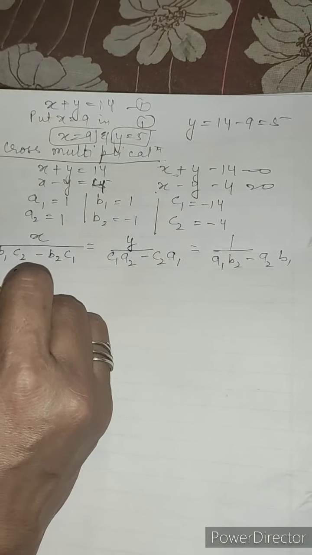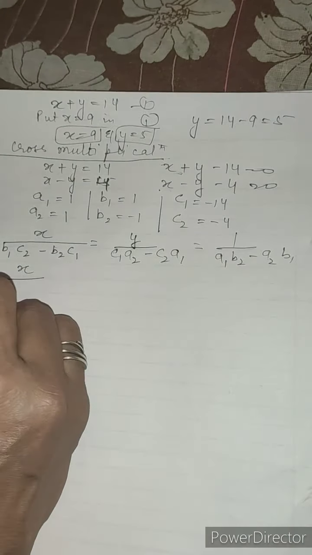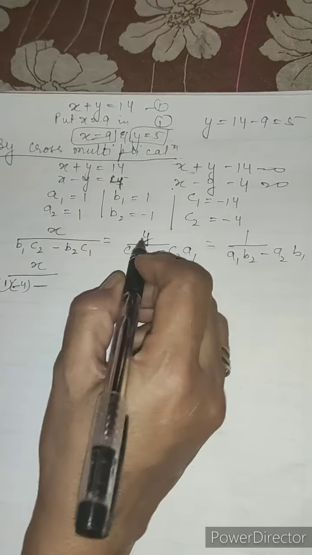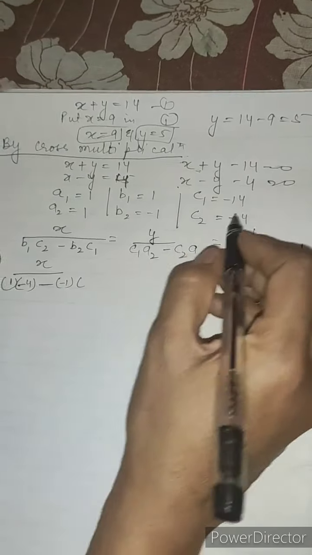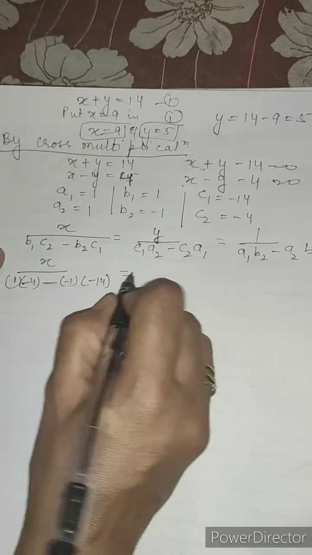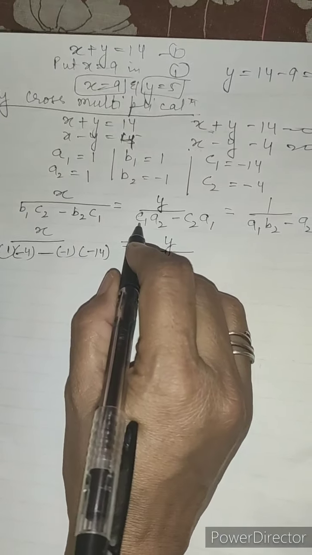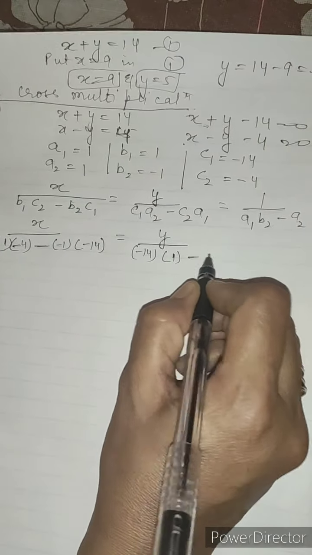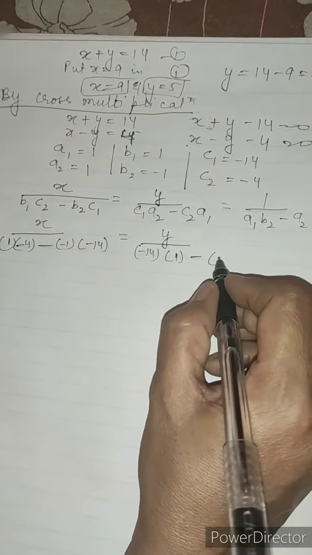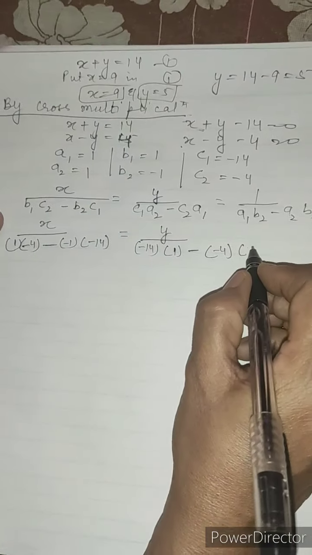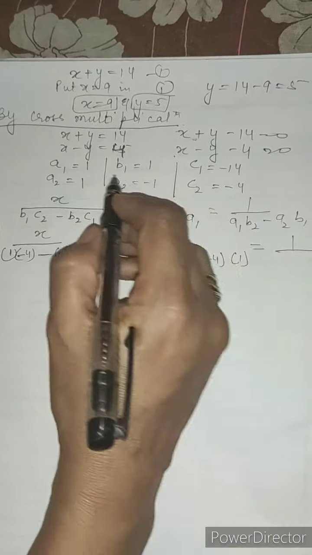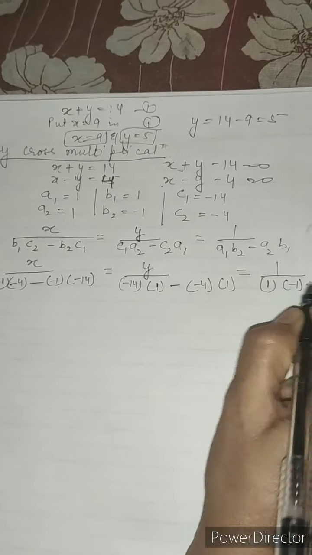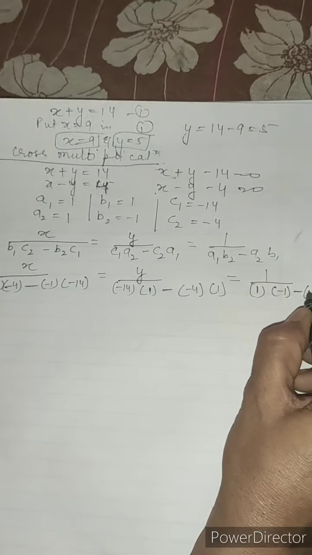So let's put the values. What is b1? 1. What is c2? Minus 4. Minus b2 minus 1 into c1 minus 14 equals y upon c1 minus 14. What is a2? 1. Minus c2, it's minus 4. a1 is 1, equals 1 upon, what is a1? 1. What is b2? Minus 1. Minus, what is a2? 1.